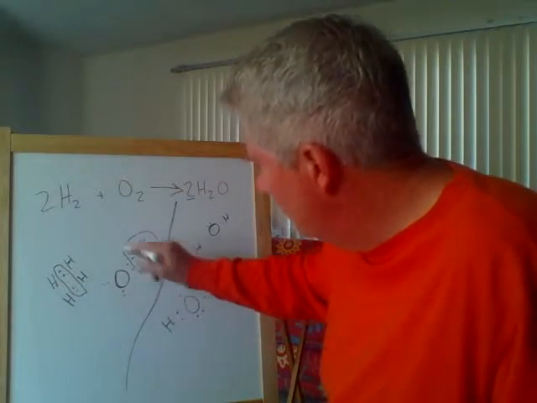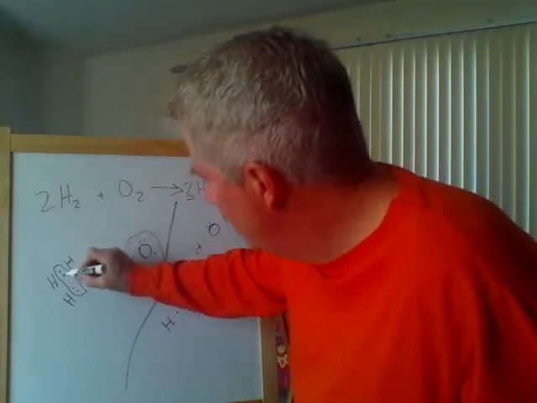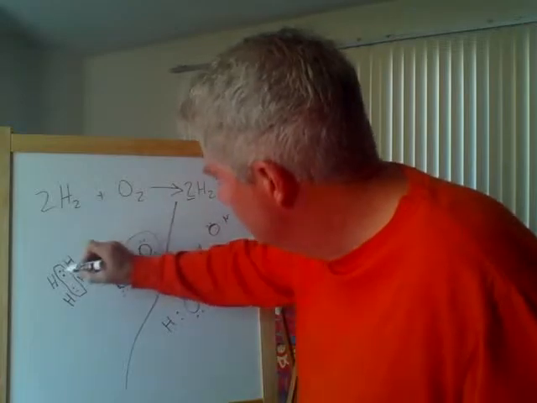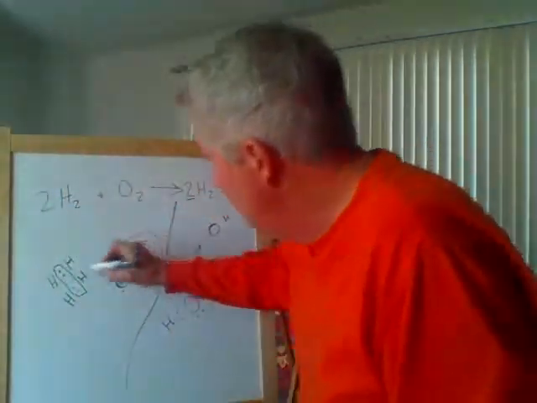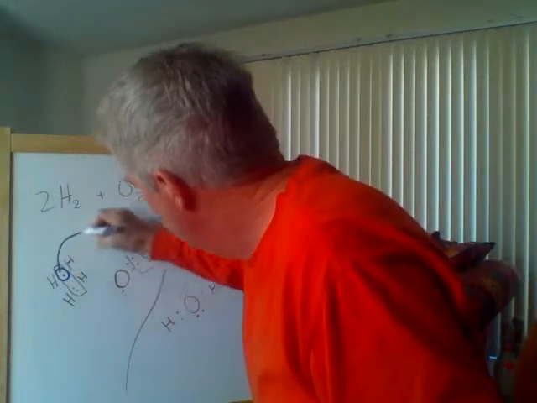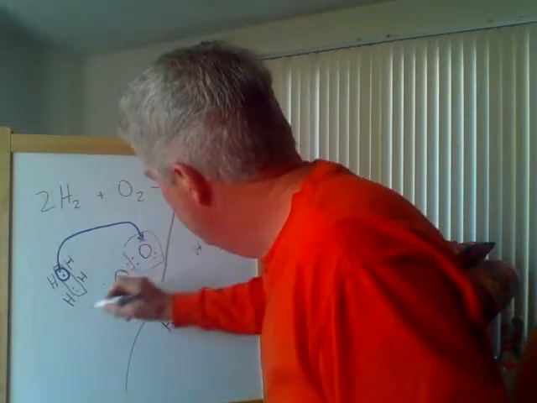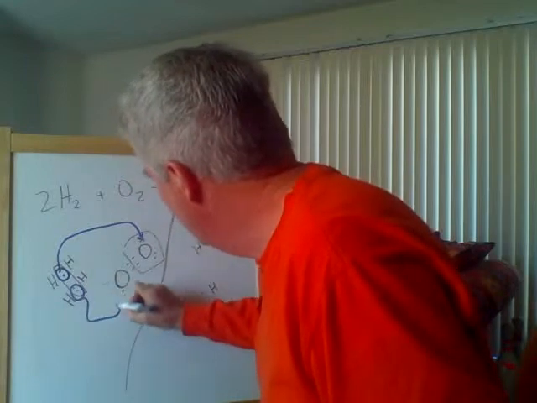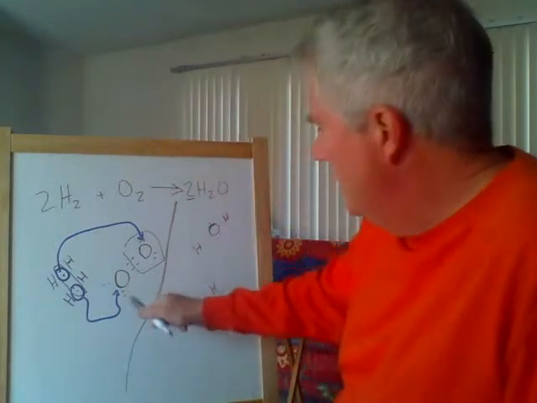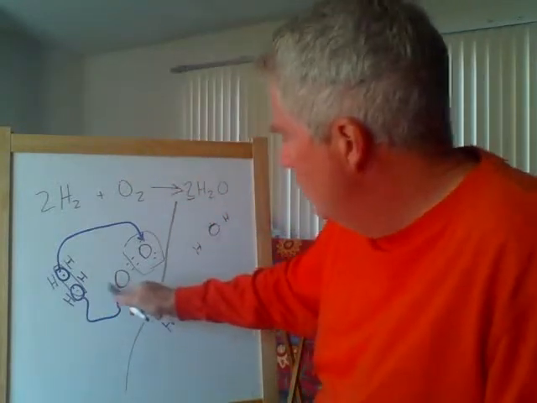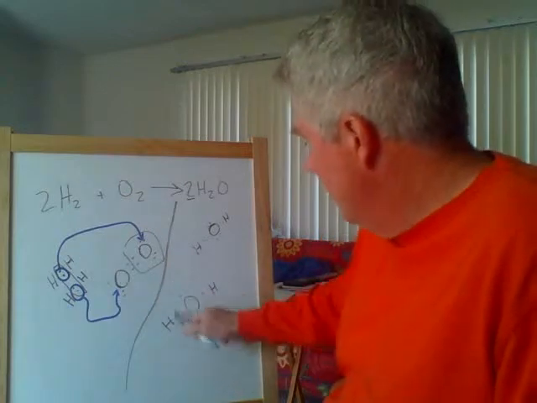Each of these O's has 6, but each of these pairs goes to complete. So this pair, I wonder if I can possibly draw this. I don't know if I can. But this pair is going to go here, and this pair is going to go here, so that each oxygen is going to end up with essentially 8 electrons around it.